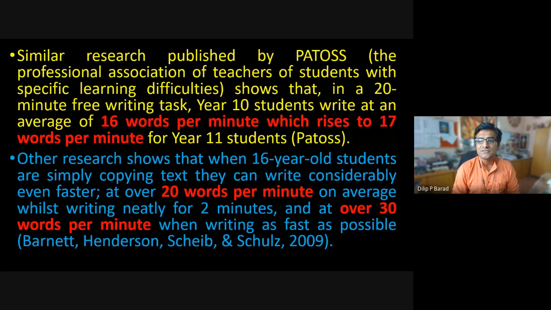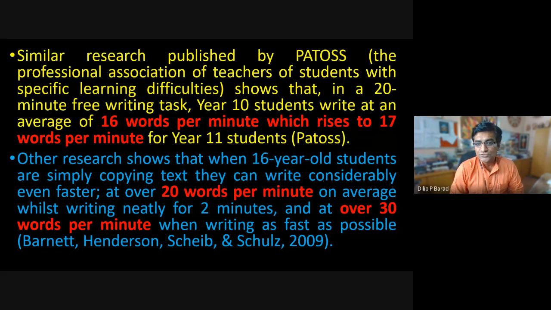Year 10 students write at an average of 16 words per minute, which rises to 17 words per minute for Year 11 students. So we can say that with increasing age, the speed of writing also increases. So we have to go a little bit beyond these numbers when we think of postgraduate answers or postgraduate students in the age group of 2022.